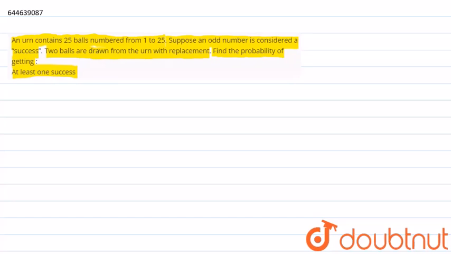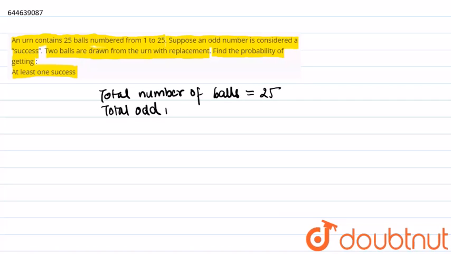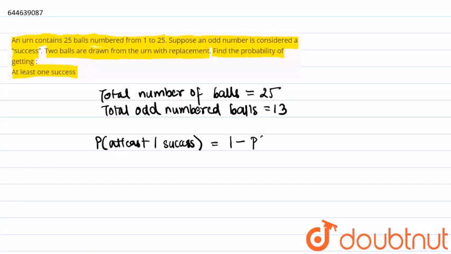So we have been given that the total number of balls is equal to 25. Total odd numbered balls equal to 13. So now we need to find the probability of at least one success. So the probability of at least one success can be given as 1 minus the probability of failure.